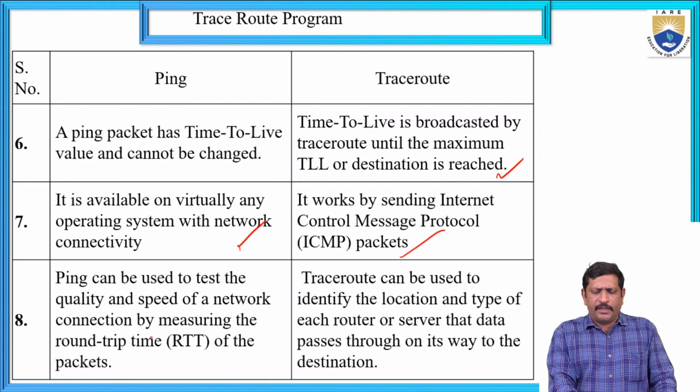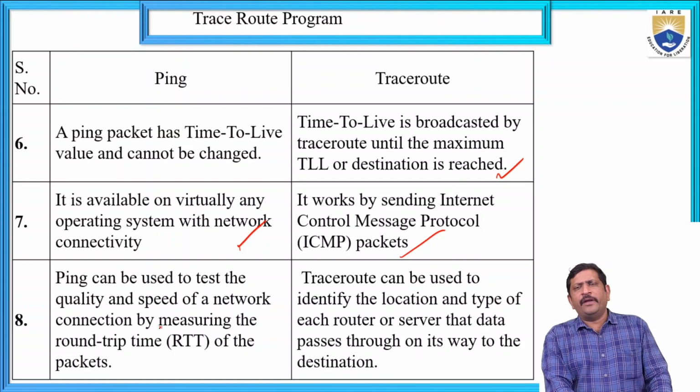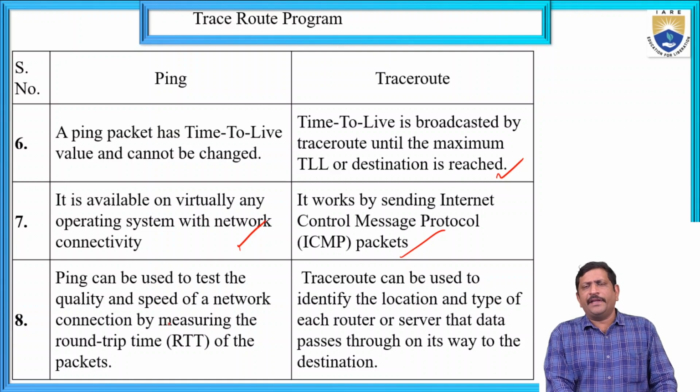Next difference: ping can be utilized for testing the quality and speed of the network connected between the source and the destination. So the quality, the performance and the health of the network, each and everything can be tested with the help of ping by measuring the RTT, the round trip time of the packet. Based on the RTT value, we can find the health of the network.